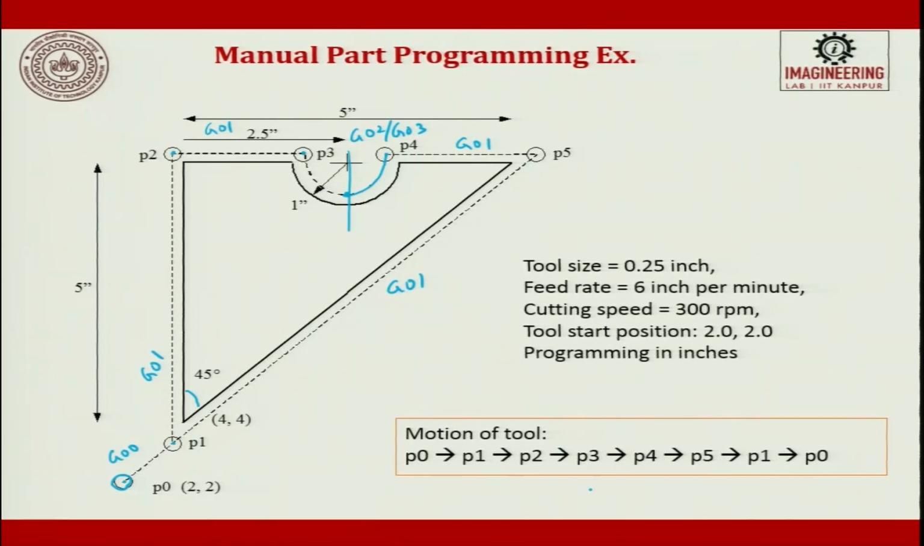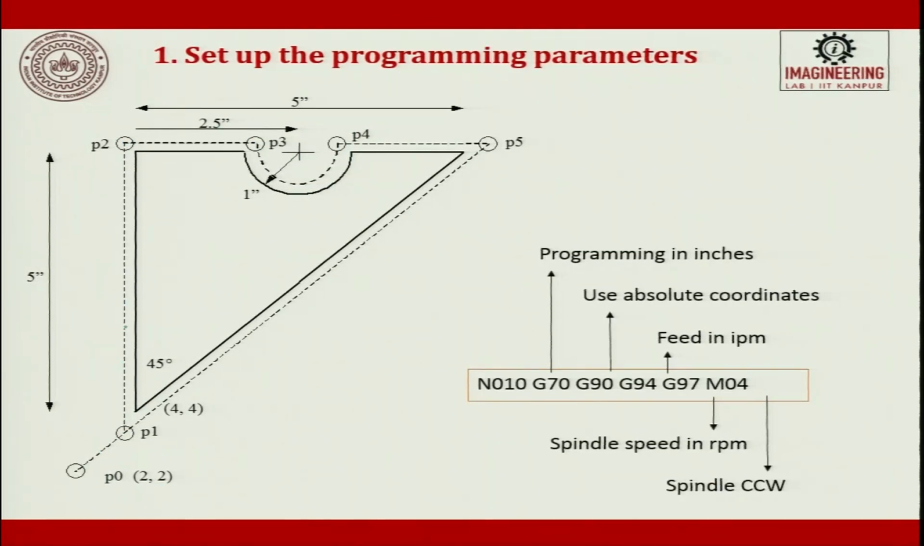If you wanted to machine the component, the tool sizes, feed rates, cutting speed, and starting point are all given. This is P2 comma 2, this is what is given here, and the program is in inches. So, we write P0, P1, P2, P3, P4, P5, P6, P5, P1 and then P0. If you want to make the component, this is how the sequence has to be followed. Again, here you can choose either absolute or incremental. So, let us do it step by step.